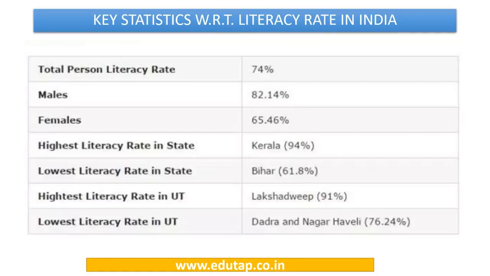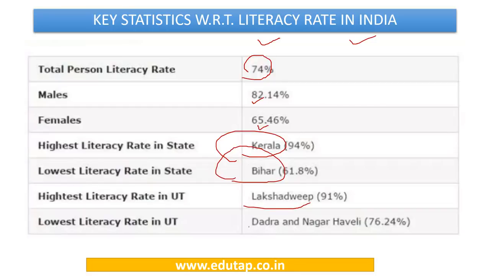So these are some of the key statistics with regard to the literacy rate in India as per census 2011. So the total literacy rate is around 74%, for males it is around 82%, and for females it is around 65%. The highest literacy rate is in the state of Kerala, and the lowest is in the state of Bihar. Highest in UTs is in Lakshadweep, and the lowest is in Dadra and Nagar Haveli. Now this is very important. We have to remember about the states. The highest literate states and the lowest literate states; the UTs are not as important as states.